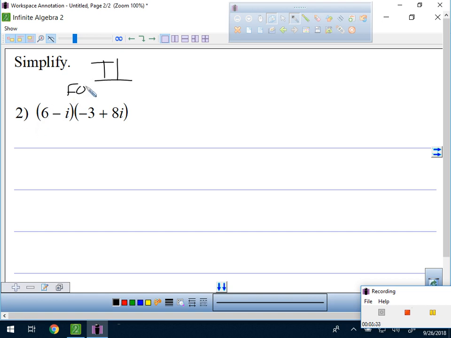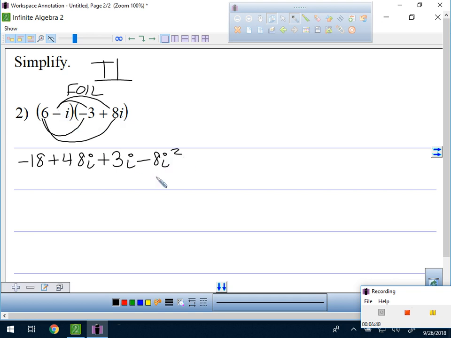If you want to write down a note, this is FOIL. You want to multiply these two together. So if you multiply these, you would get -18 and then plus 48i and then plus 3i. Just watch your signs tomorrow. And then -8i squared. I don't think anybody will have any problems with that, but the main thing I need you to remember is, let me change colors, what is i squared always equal to? -1. That's right. So please don't forget that tomorrow.